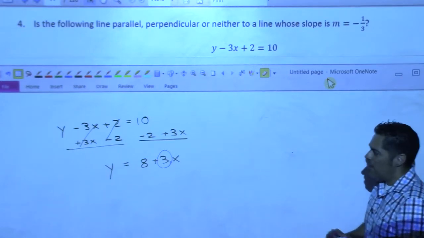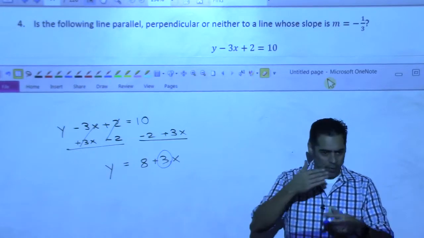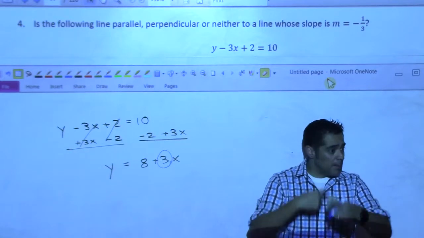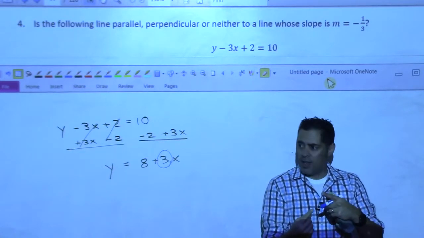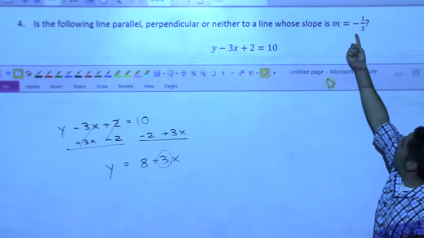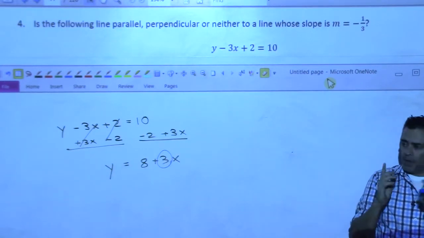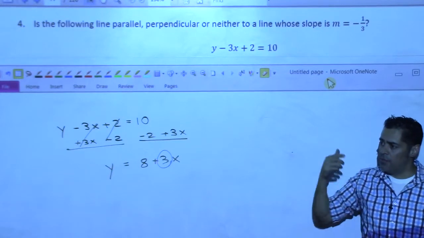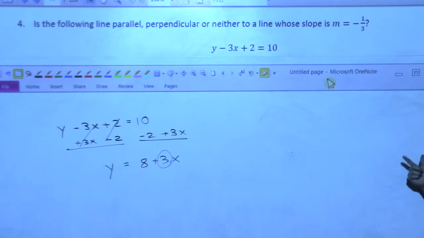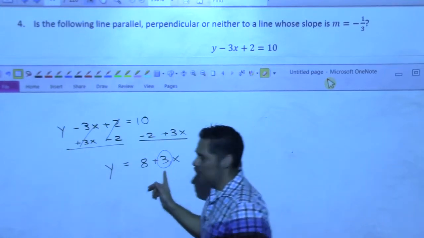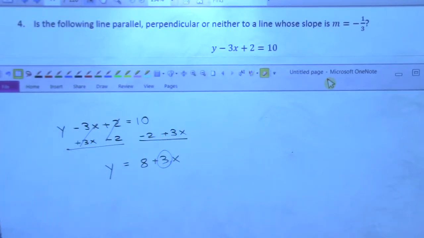So if I take that slope, which is 3 over 1, and I flip it over, I get 1/3. If I change the sign, I get negative 1/3. So this is negative 1/3, right? So these two slopes are negative reciprocals, and so these lines are perpendicular. Understand? Perpendicular. Yes? Okay.